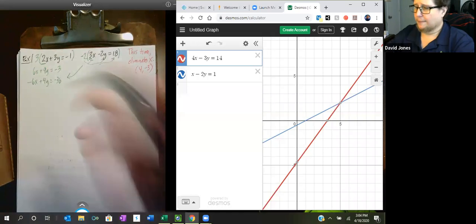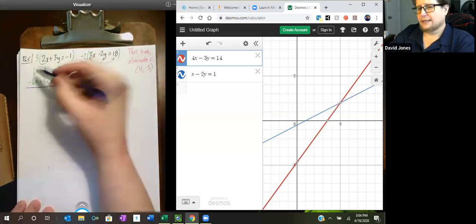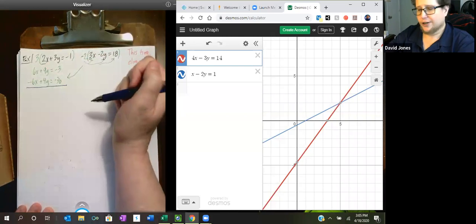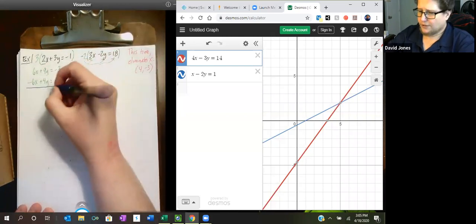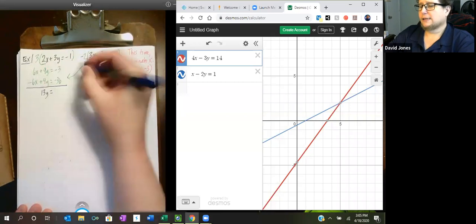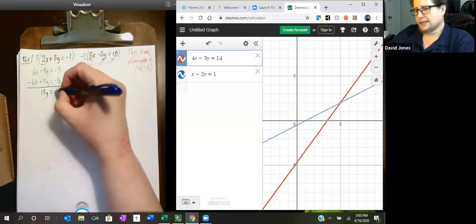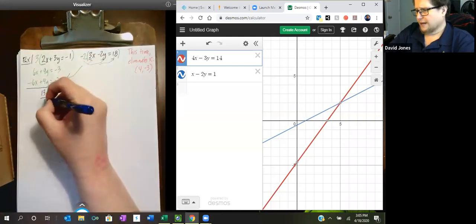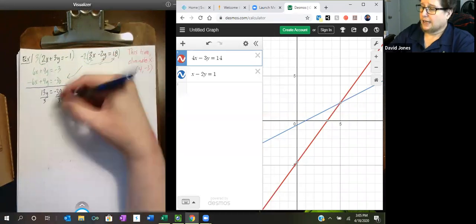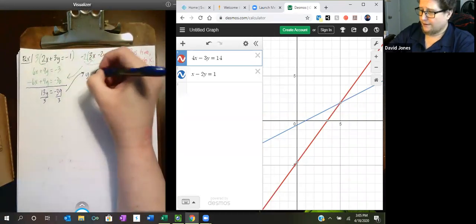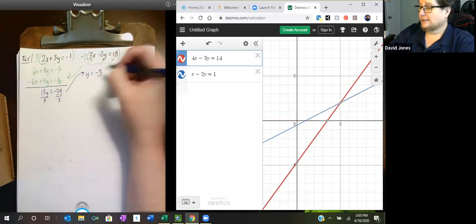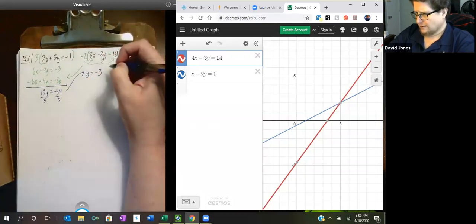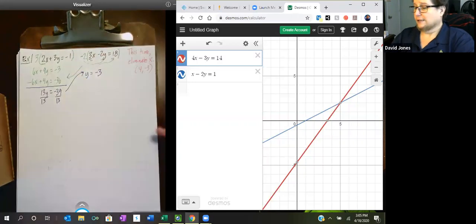We'll add them up vertically. 6x minus 6x, they eliminate each other. 9y plus 4y equals 13y. And -3 plus -36 is -39. We divide both by 13, not 3. There we go. And we get y equals negative 3.